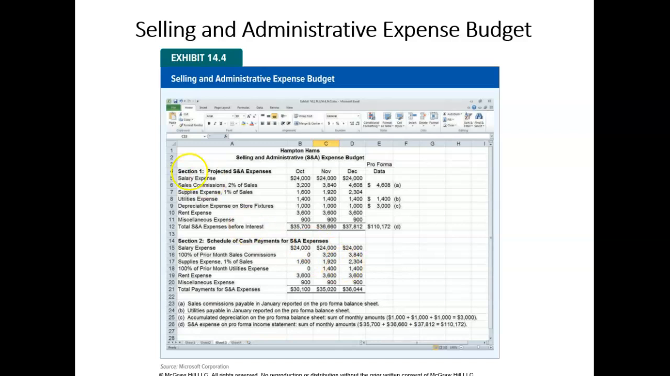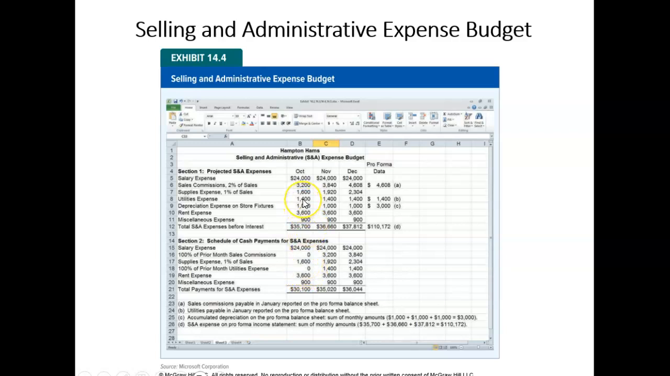So, of course, the salaries will be paid in full each month. The commission will be paid in the next month or the following month. So basically the commission you see here for October will be paid in November. The commission for November will be paid in December. Other expenses like your supplies expense are going to be paid each month. The utility expense will be paid in the following month.